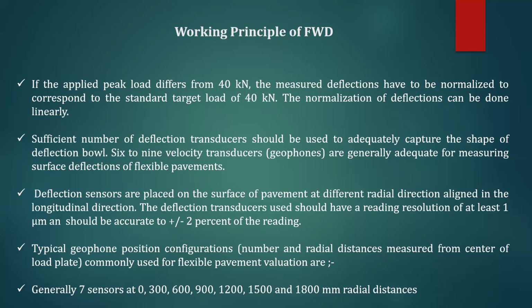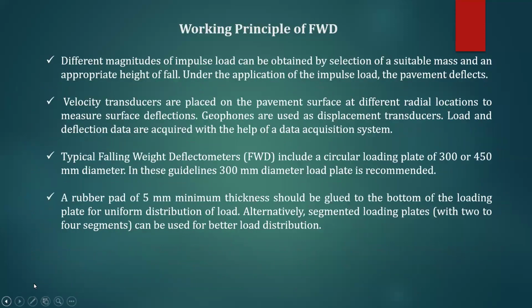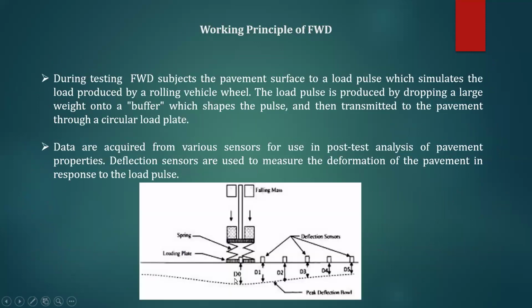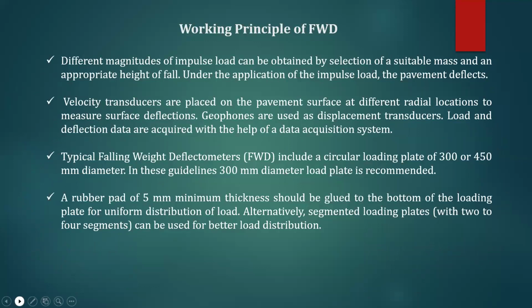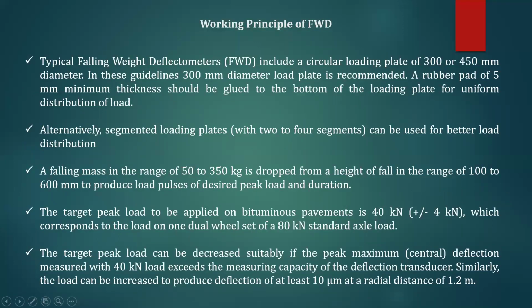Sufficient number of deflection transducers should be used to adequately capture the shape of the deflection bowl. This is very important. What is this deflection bowl? As you have seen in the previous slide, we always talk about the deflection bowl. If you see here, we have deflections D0, D1, D2, D3, D4, D5, and the deflection shape is like this. So this is called the deflection bowl. We will discuss the deflection bowl further in a detailed manner.